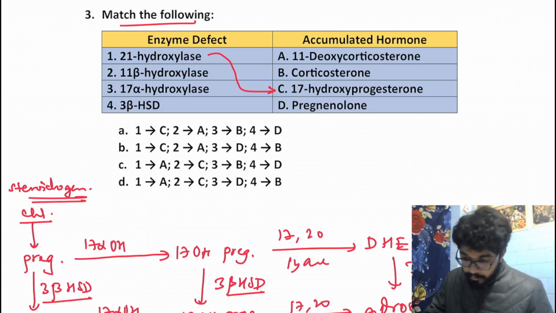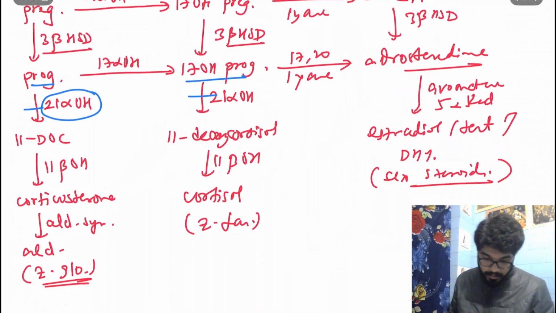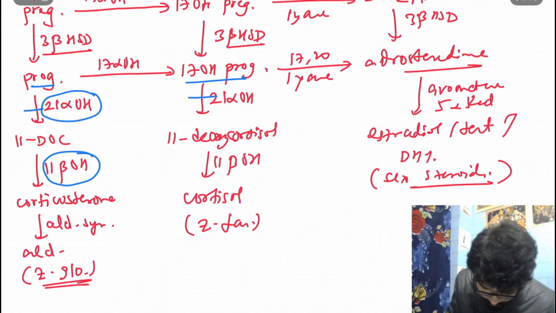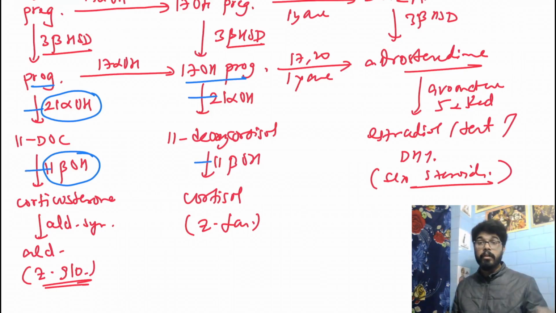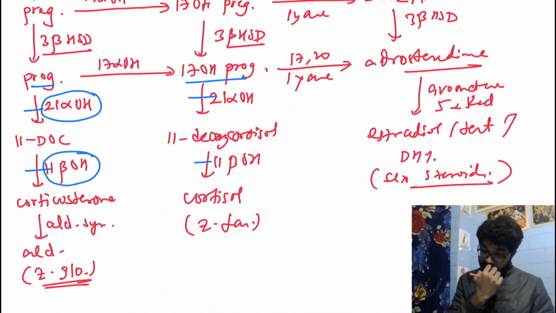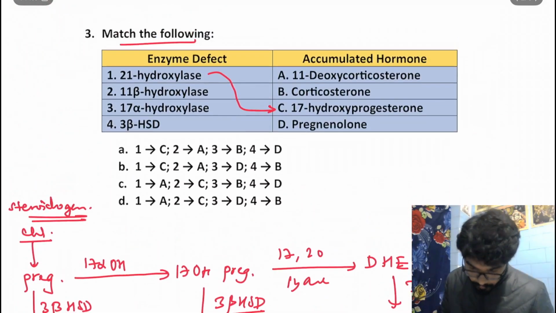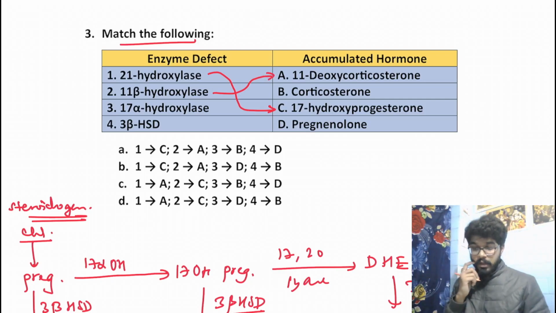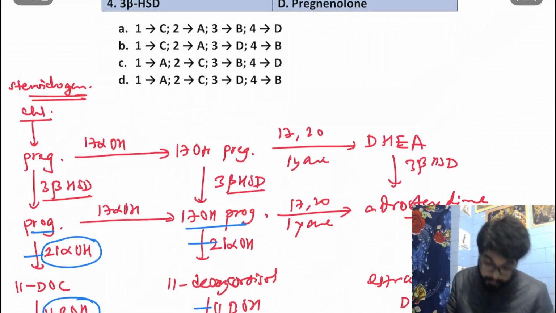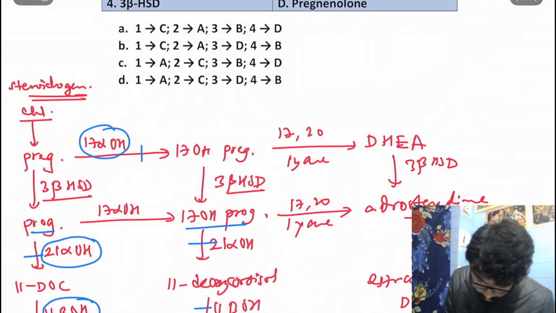Now 11-beta hydroxylase deficiency would block these two, so there would be accumulation of 11-deoxycorticosterone and 11-deoxycortisol. So 11-beta hydroxylase would result in accumulation of 11-deoxycorticosterone. 17-alpha hydroxylase. Now 17-alpha hydroxylase would block this pathway.